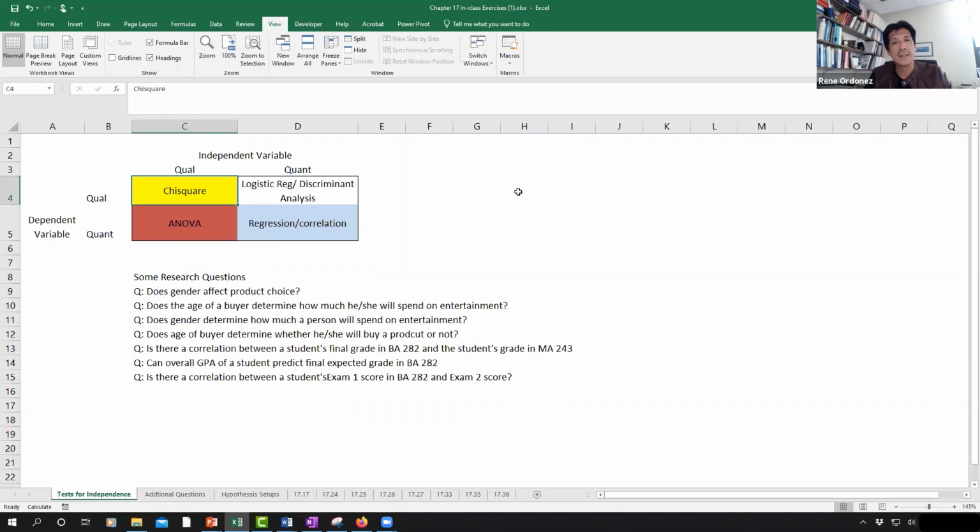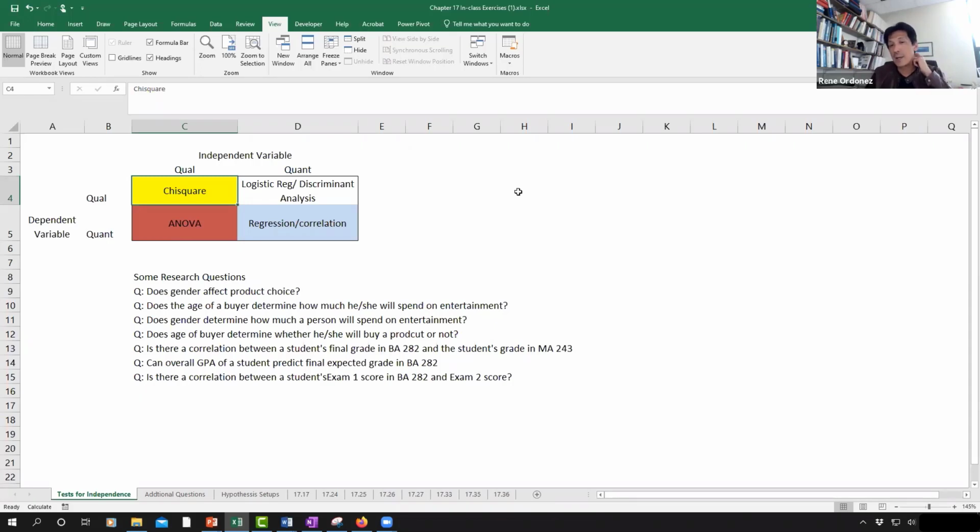This is a continuation and extension of what we started talking about in the ANOVA chapter. That is, we're talking about tests for determining whether two variables are independent or not correlated, or in other words, you also want to see if a couple of variables are correlated, or dependent.